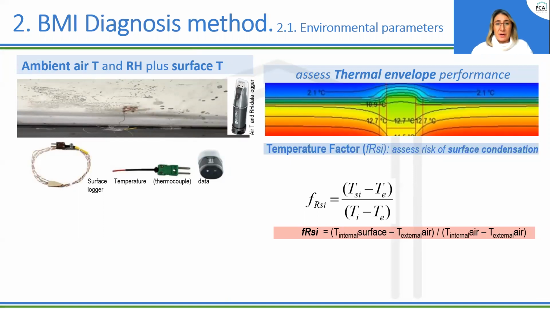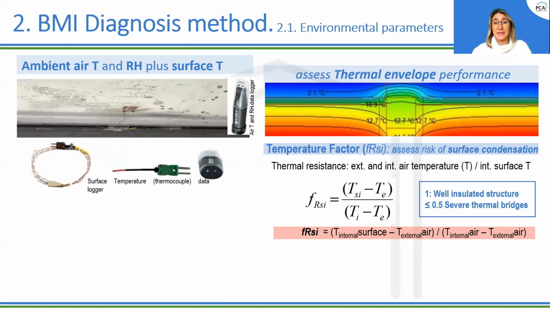So from those raw parameters that I mentioned, air temperature and relative humidity plus surface temperature, we can assess the thermal envelope performance, and we can calculate other parameters like the temperature factor to assess the risk of surface condensation. But what is the temperature factor? This is the thermal resistance regarding the external and internal air temperature and regarding the internal surface temperature. Values close to 1, because this is an adimensional parameter, so no units, correspond to well-insulated structures, while lower values may take place in severe thermal breaches.